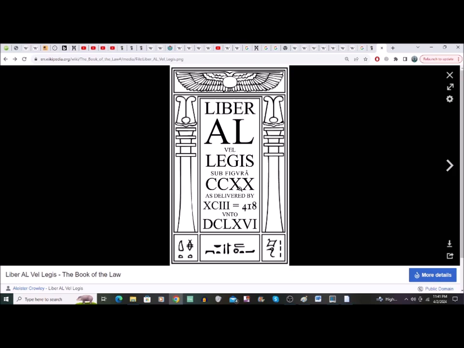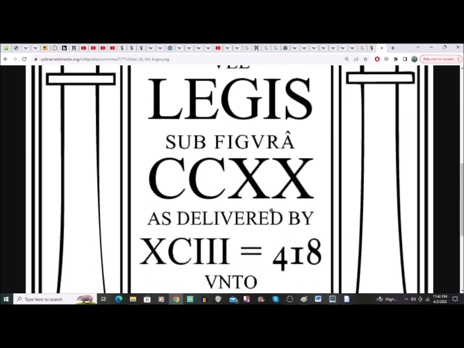We also got at the top of here this CCXX is 220, and then down the bottom here with the DCLXVI, this is 666. Now, where am I going to go with this? As soon as I saw this 418 that he was talking about right here, let's enlarge it and look at it a bit better.